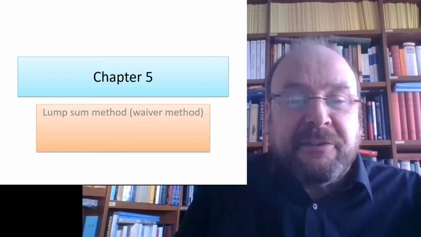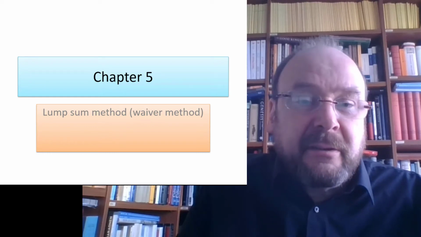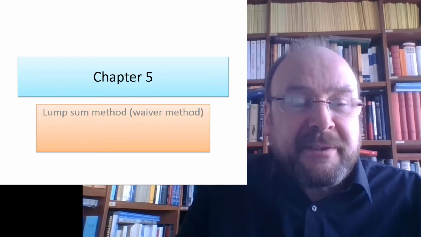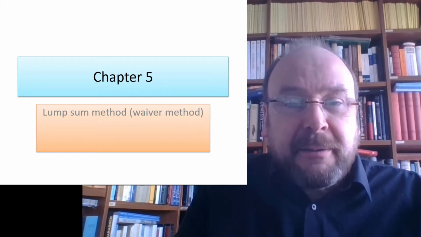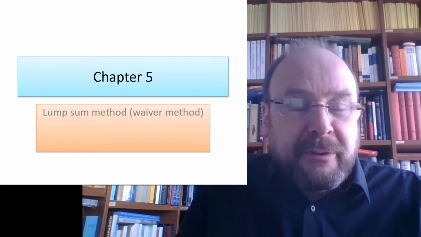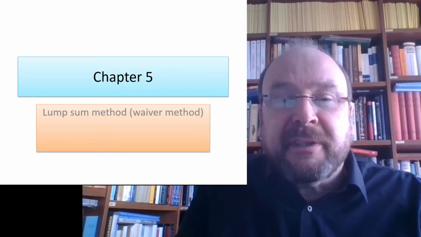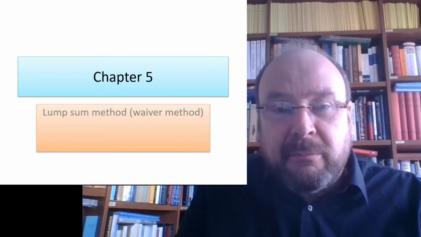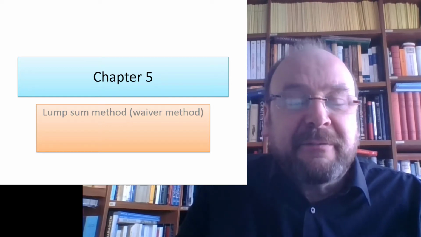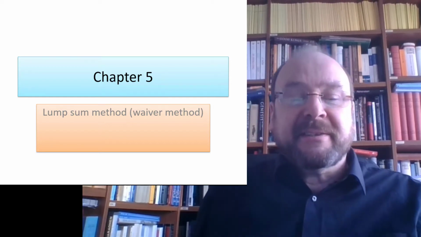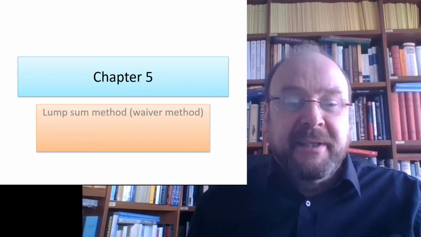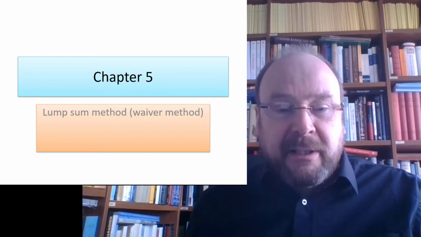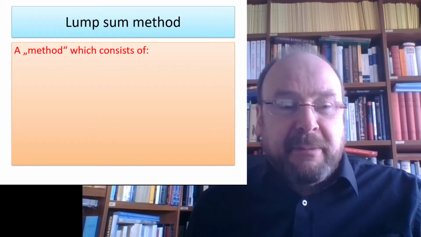This is International Taxation, the introductory lecture for people who want to have a first idea. And we have already spoken about three methods to avoid double taxation. And today we talk about a fourth method which exists, at least in theory. It does exist, the so-called lump sum method or waiver method. Now, what is it about?